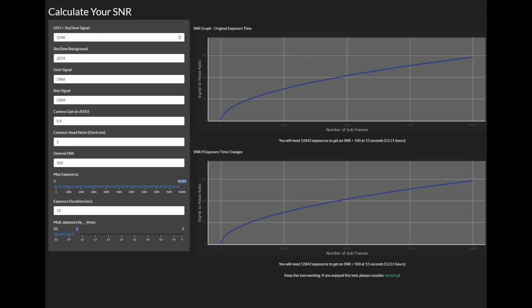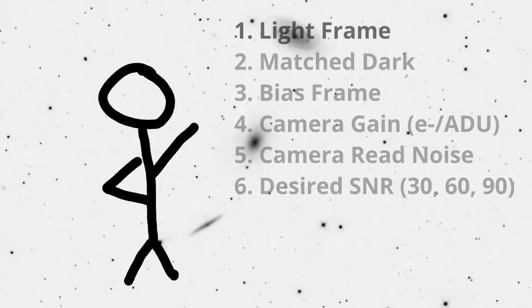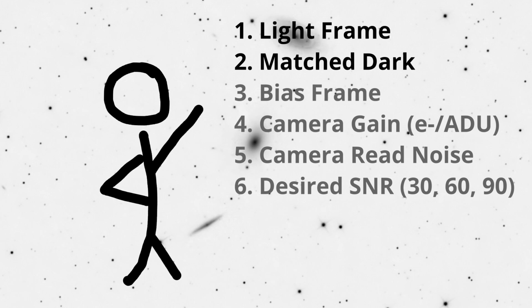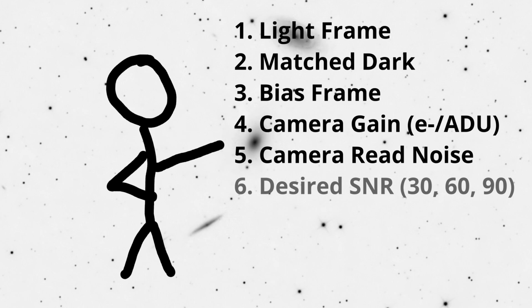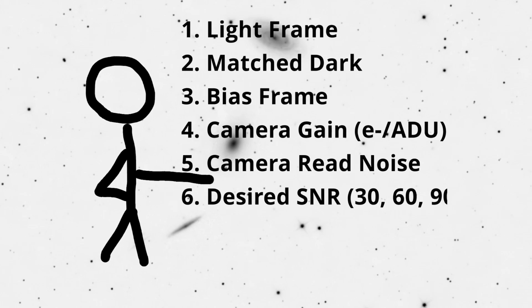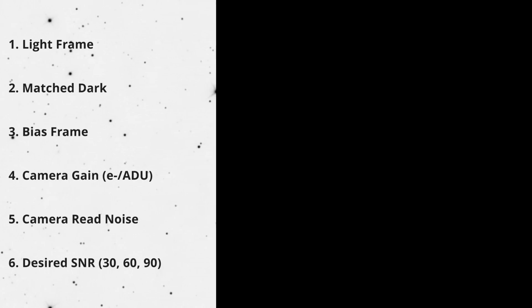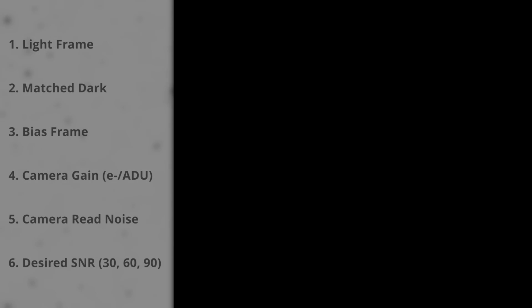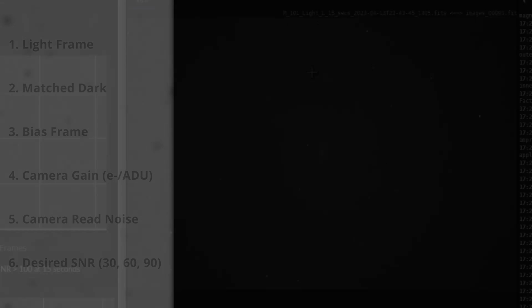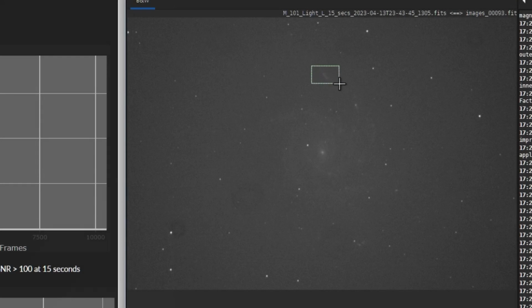But before we get into that, you're going to need some things. You'll need a light frame of your target, a matched dark, a bias frame, your camera's gain in electrons per ADU, and your camera's read noise. Okay, so first open up your light frame in Siril or PixInsight or whatever can read the ADU of individual pixels. Next, select a faint area of your target. Here I'm selecting part of the faint spiral arm of M101.